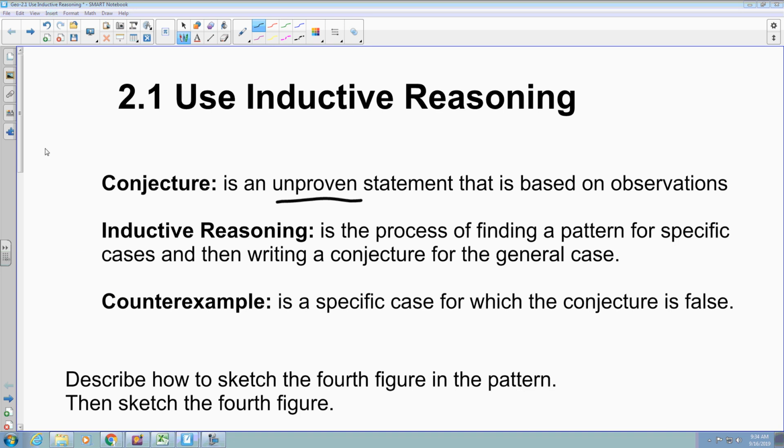Inductive reasoning is the process of finding a pattern for specific cases and then writing a conjecture for the general case. So, you have a problem in front of you. You gather up all the information you can, and then you make your conjecture. A counterexample is a specific case in which the conjecture is false. So sometimes it's true in some cases, but if you can determine that your conjecture is false using one other example, then that's the counterexample.